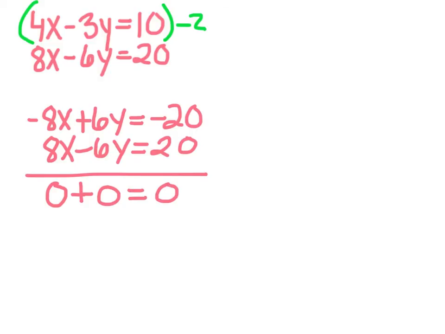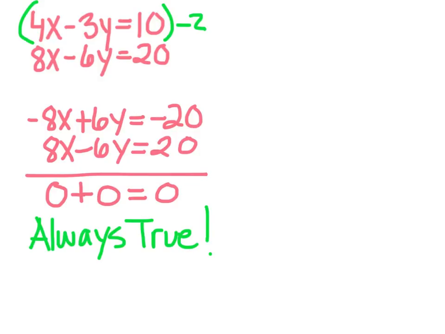And that's always true. That's always true no matter what x is and no matter what y is. So when you come out with something that is always true, no matter what, then those are the same line. And you can kind of tell that because if I just change the sign on here, they're the exact same line. So this is infinite solutions, and remember we classify that as consistent, dependent.